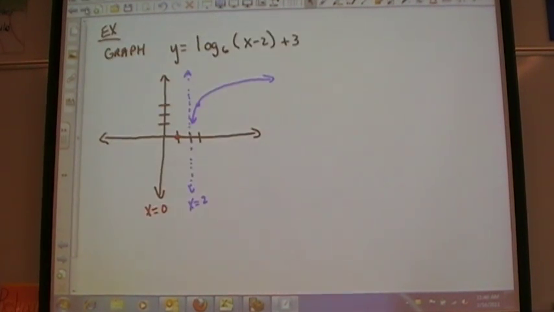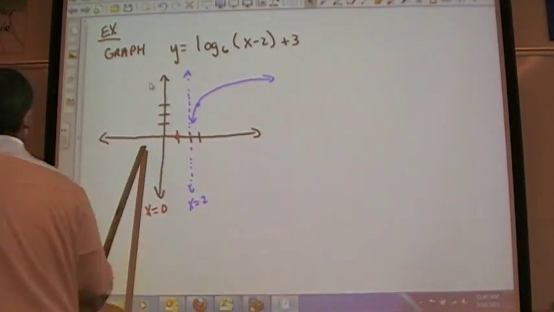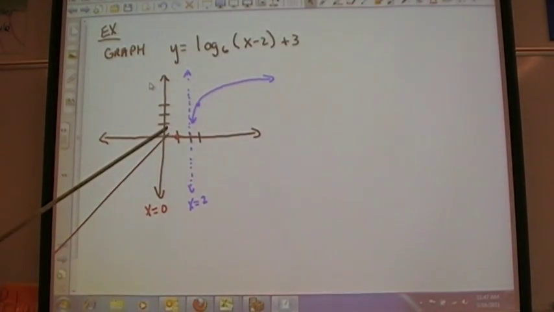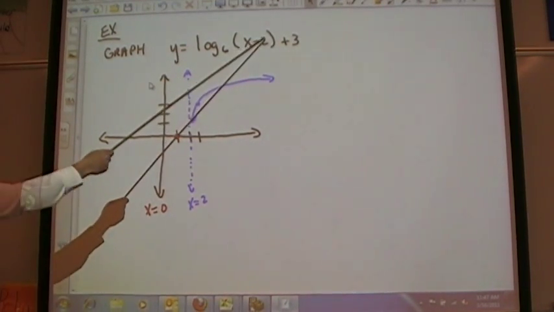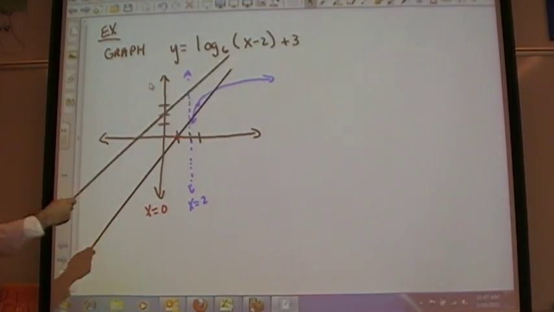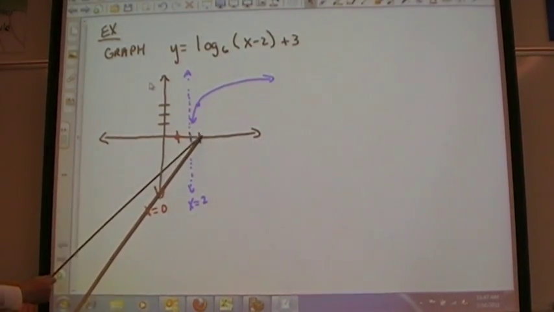Okay. Alright, and here, same thing. I'm not too concerned about the actual points. If you are, you can make a table of values. Here, I just care about the translation. And the point that we want to translate from the parent function was (1, 0). So this number right here is going to tell me to move it right 2, and that number is going to tell me to move it up 3.